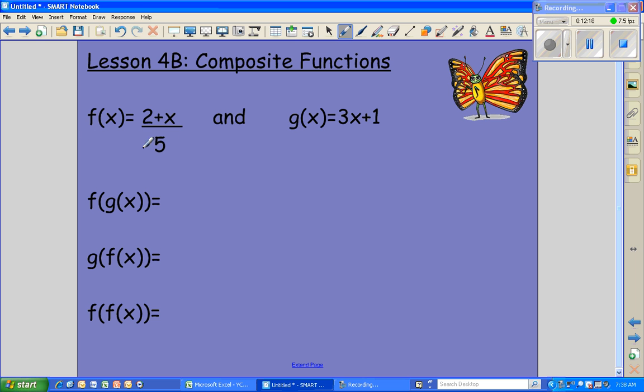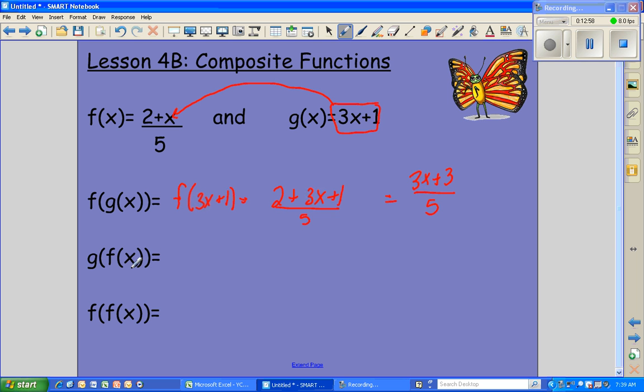All right, here's another example. This one has a fraction in it. So f of g of x, take g, plug it in to f. So that's going to be f of 3x plus 1. So just like we evaluated where you plugged a number into the function, you can plug a function into a function. So that is going to be 2 plus 3x plus 1 over 5, which gives us 3x plus 3 over 5.